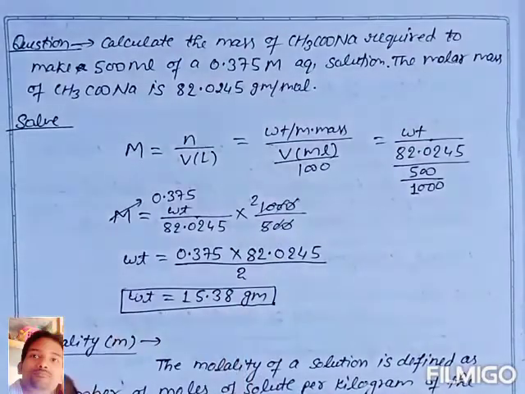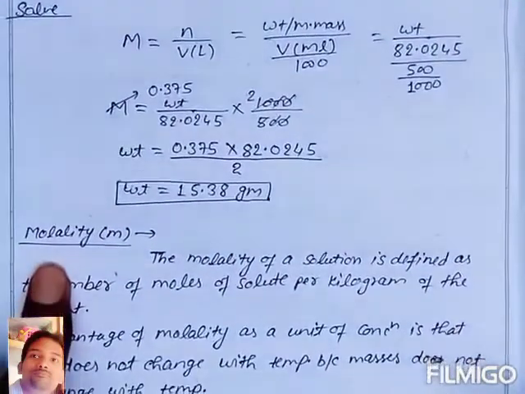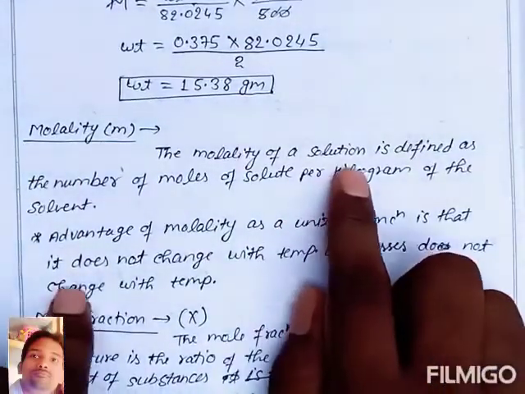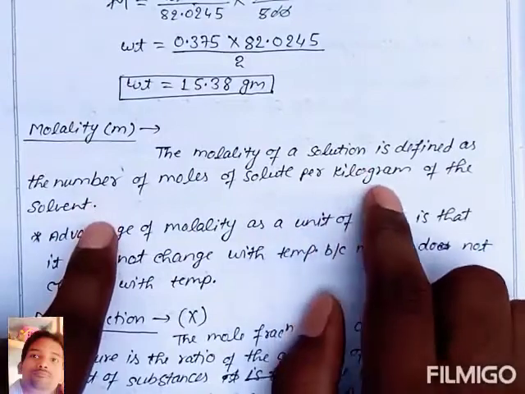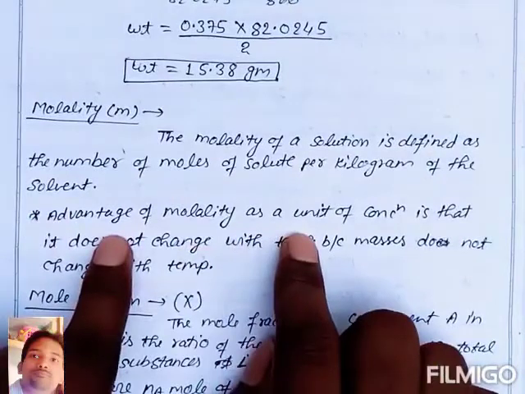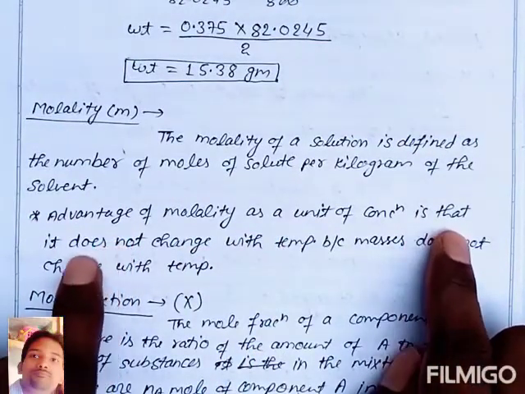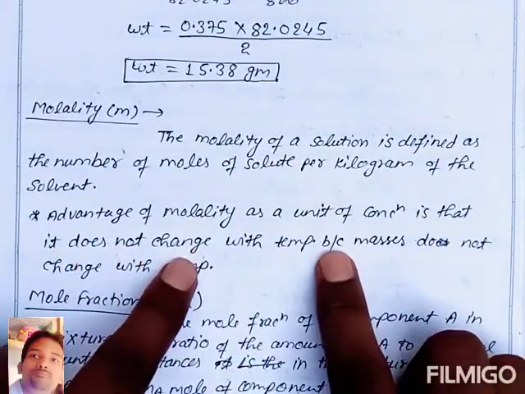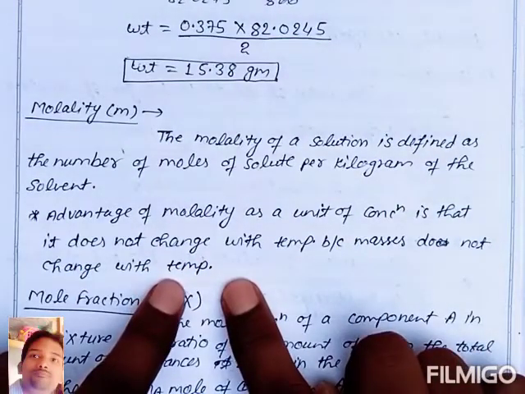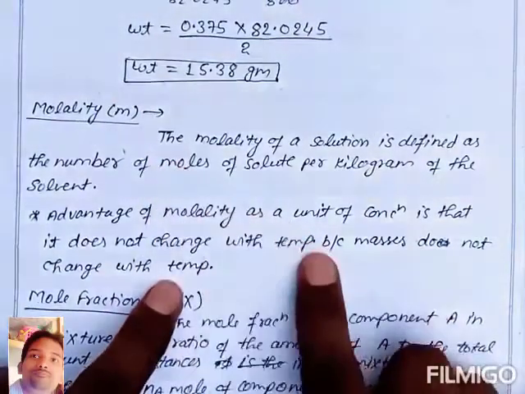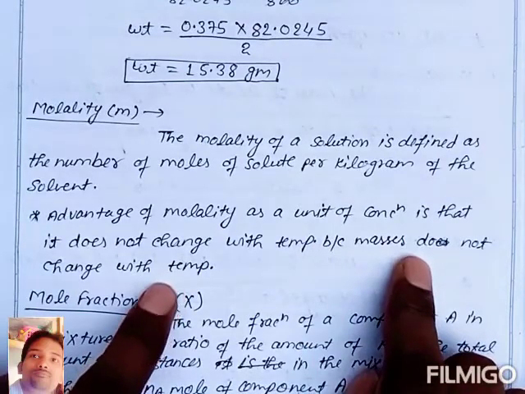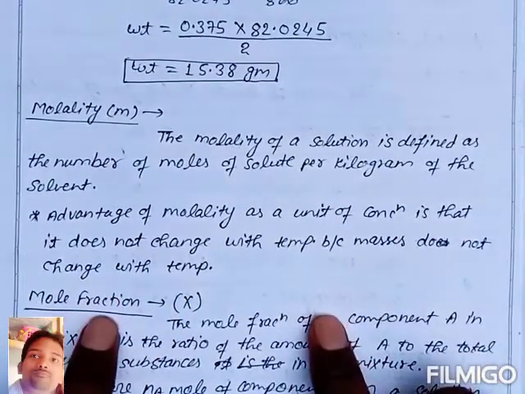Now another one is the molality. What is the molality? Molality is represented by the small m. The molality of a solution is defined as the number of moles of solute per kilogram of the solvent. The advantage of molality as a unit of concentration is that it does not change with temperature, because masses do not change with temperature. In this terminology there is no volume, only the mass of the solvent in kg.